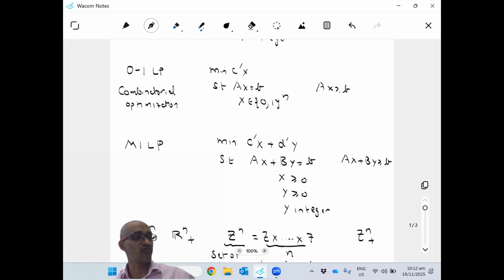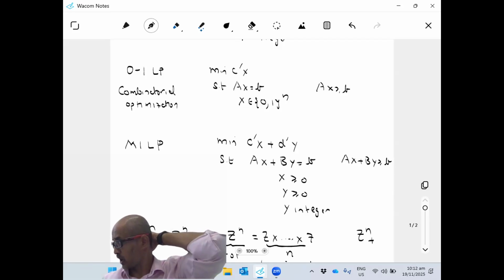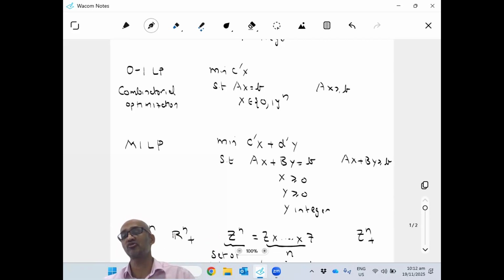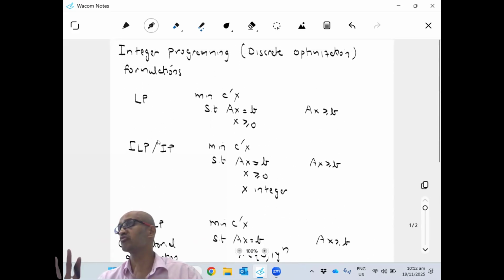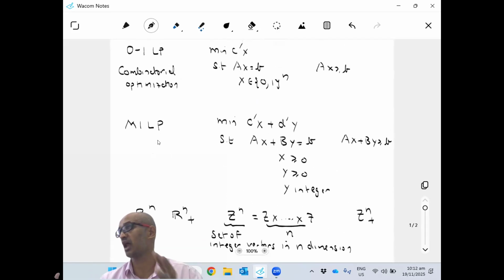It's a very active area of research, and it turns out to be very useful because in many applications you want to model binary actions or integer actions, and we will see examples of it. So, any questions with the definitions of the classes of problems?